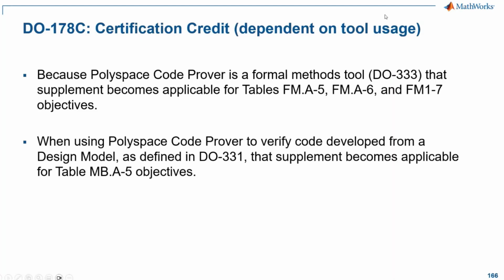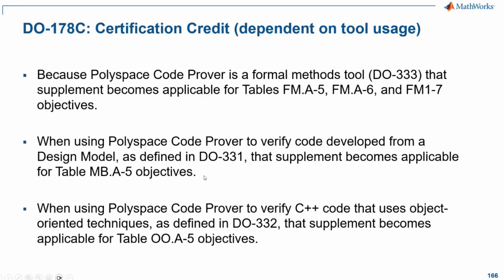So the same also happens, that Polyspace can help you to verify the code developed in Simulink in the design phase, as defined in the DO-331, for example. And it's applicable to the table MB-A5 objectives. That's where we can also pick up some objectives from there.